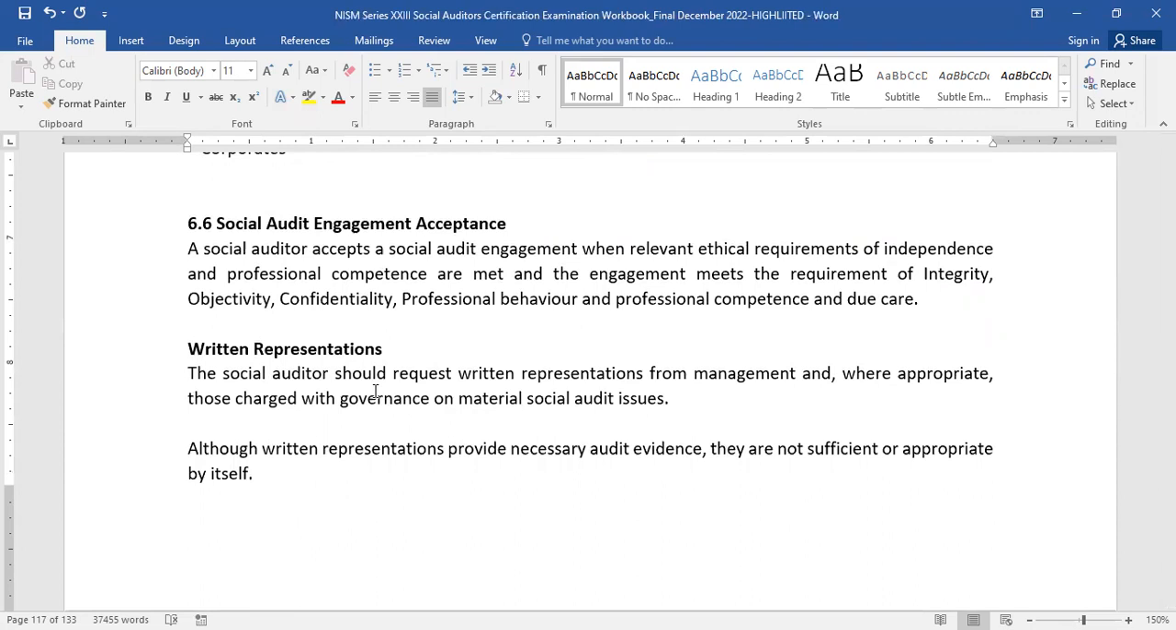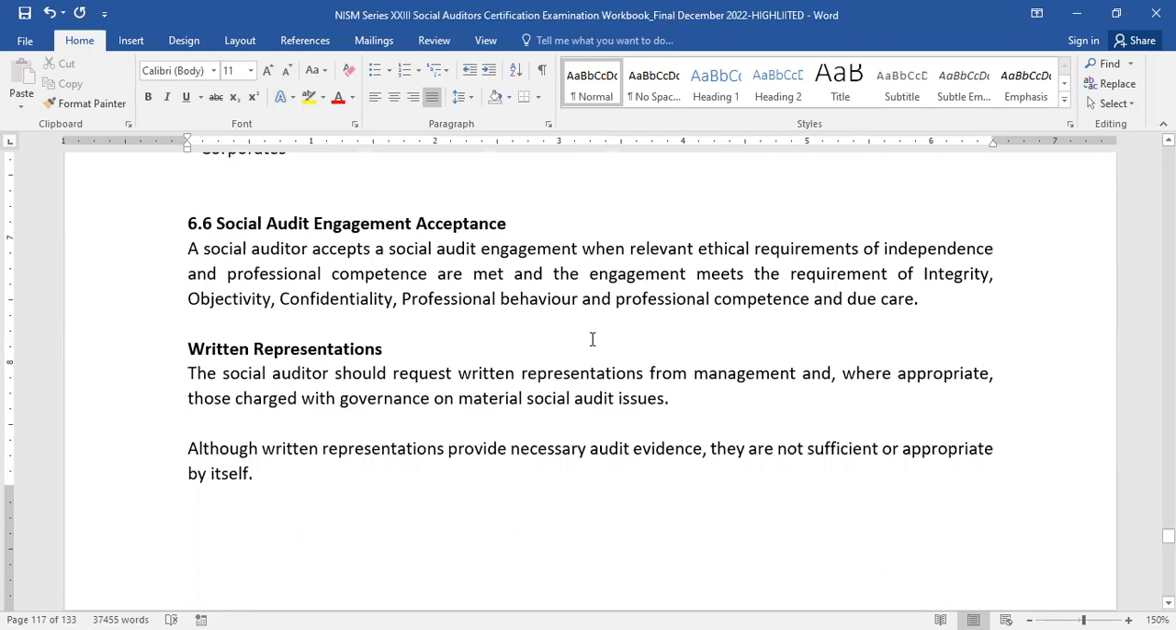उसके बाद social audit engagement acceptance. A social auditor accepts a social audit engagement when the relevant ethical requirements of independence or professional competence are met and the engagement meets the requirement of integrity, objectivity, confidentiality, professional behavior, and professional competence. And so, ये आपको पता है ये हमारे code of conduct में भी आ जाता है कि integrity, objectivity, confidentiality, professional behavior and professional competence and due care को maintain.